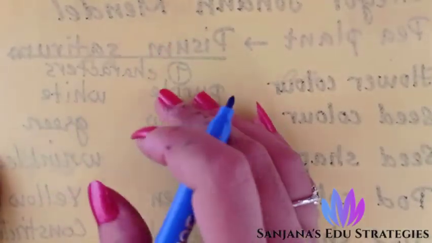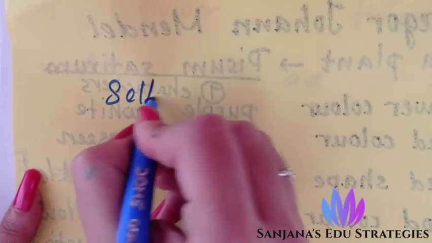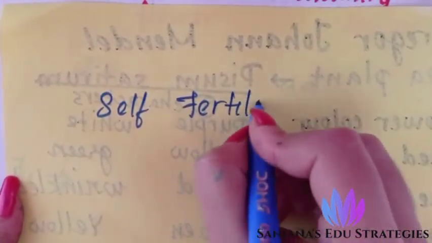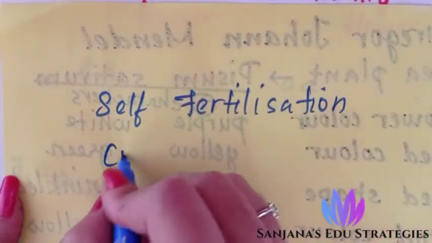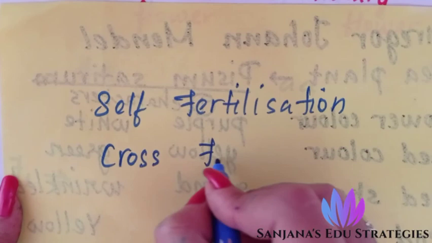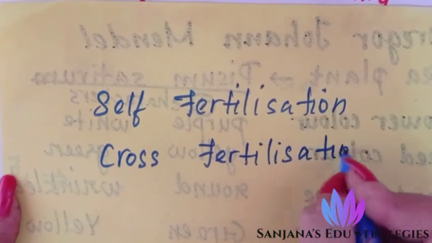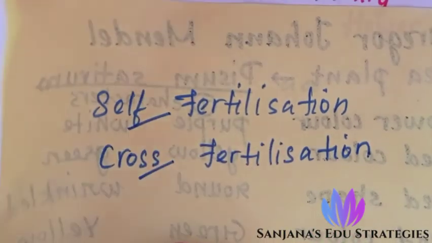Before that, you have to know what Mendel did. First he did self fertilization, then he did cross fertilization. Now you should understand what self fertilization is and what cross fertilization is. Understood, children?